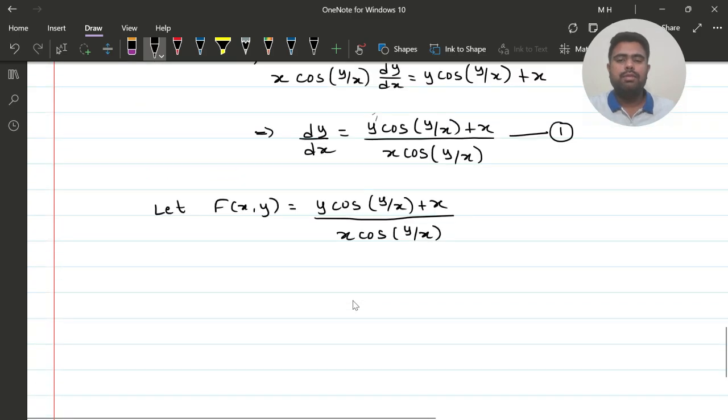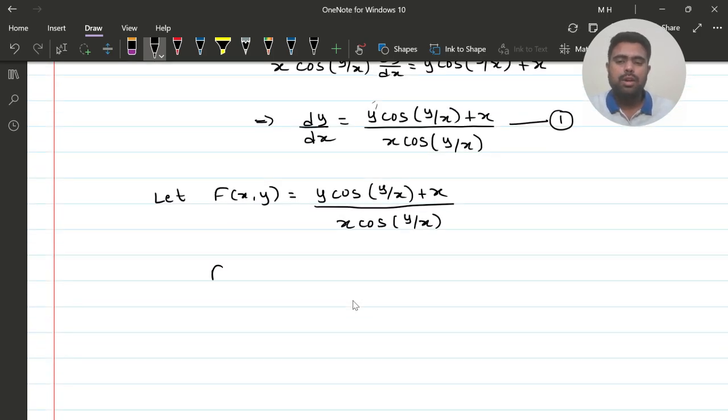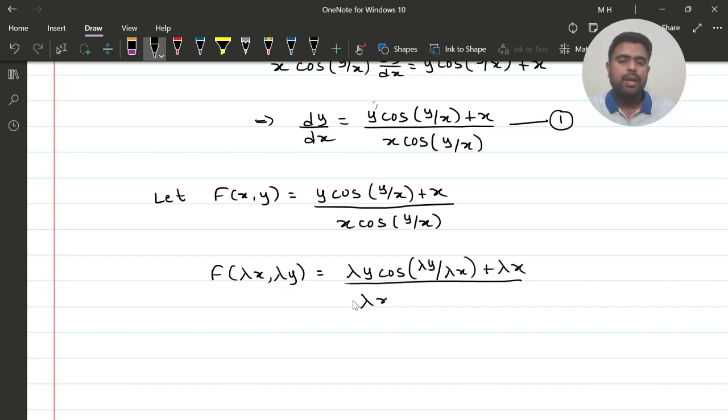How will you check whether this is a homogeneous function or not? I will just put x equal to lambda x and y equal to lambda y. What will I get? I'll get lambda y times cos of lambda y by lambda x plus lambda x divided by lambda x cos of lambda y by lambda x. Fine.